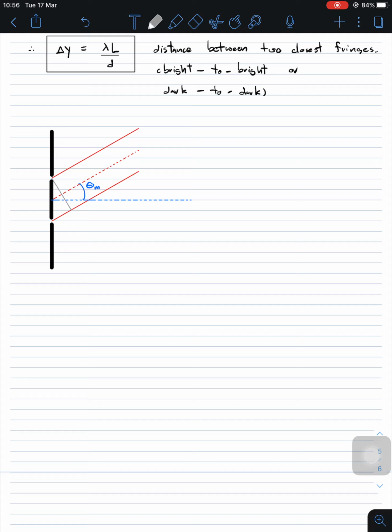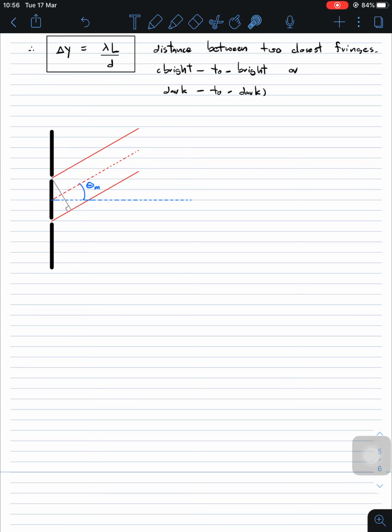Okay, so let me draw one line here. This line will be perpendicular to another light ray. Now you can see that the phase difference between these two light rays depends only on this part. Why do I say that? Because this light and this light have the same length.